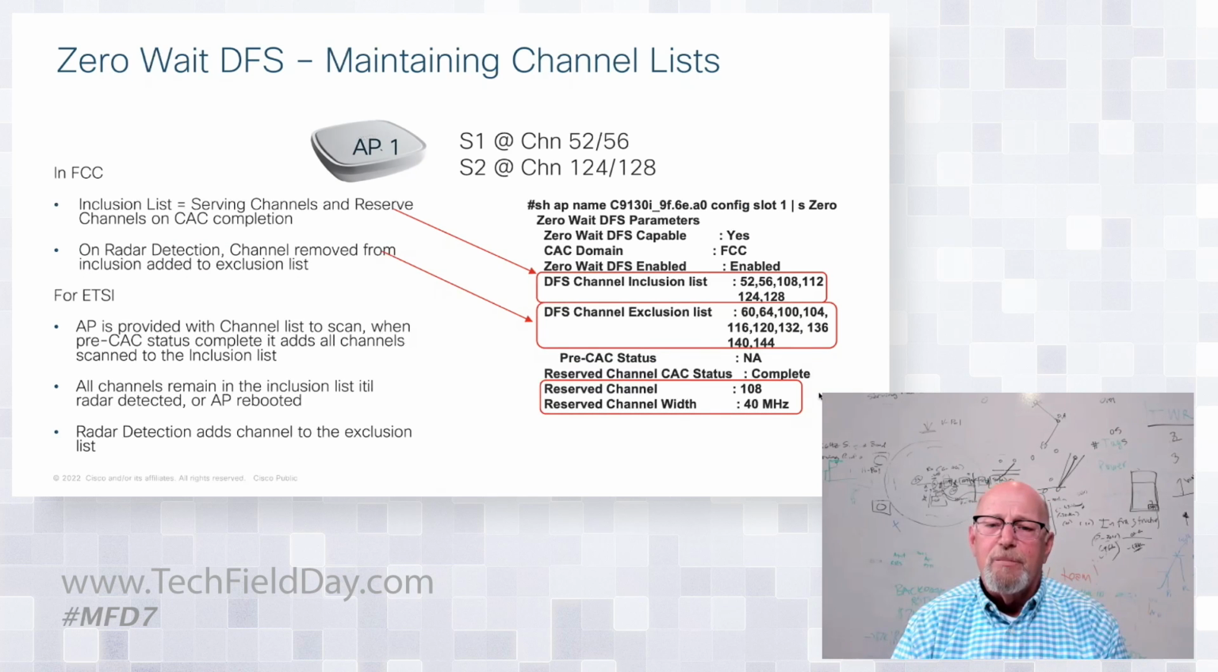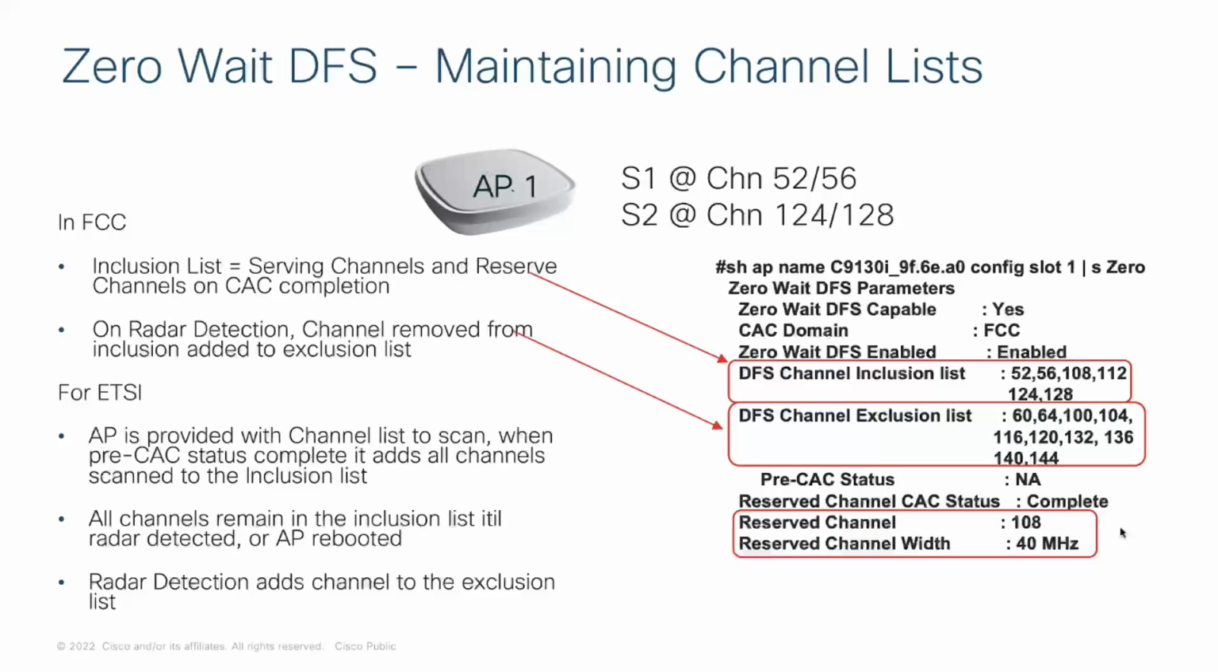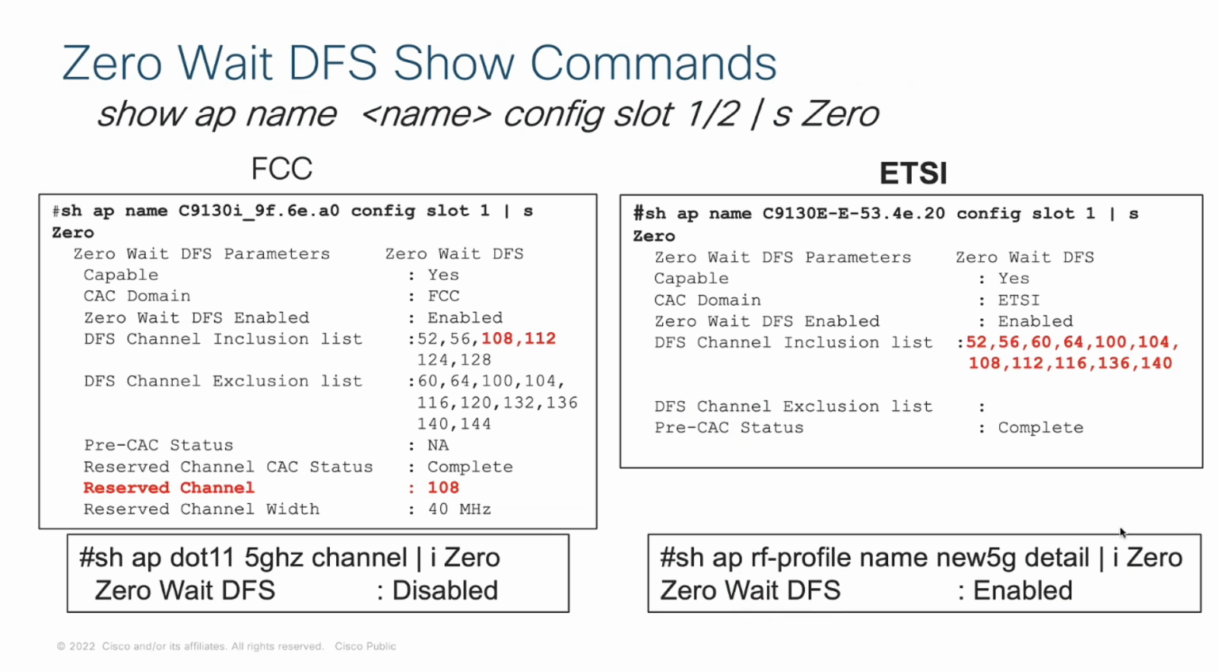So this is a couple of show commands. DFS channel inclusion list, you can see has 108 and 112. This is FCC, so there is no pre-CAC. Down at the bottom, it has been completed for the CAC. Reserve channels listed. And then if you take a look at the ETSI one on the right-hand side, you can see all of the channels available to you in the DFS channel inclusion list, and pre-CAC is complete on this.